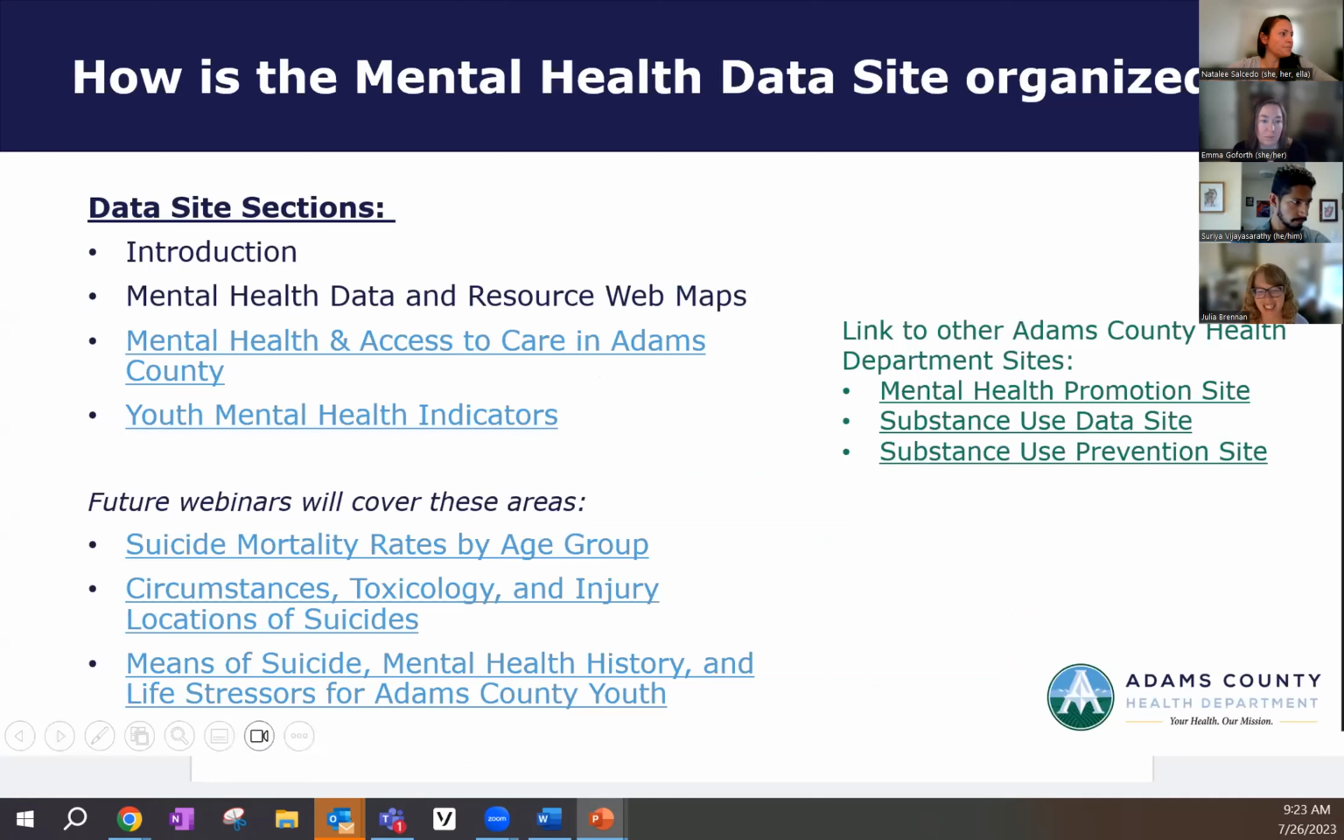Next slide. So how is the data site organized? I know sometimes it can be overwhelming to look at a website full of data. So the data site is broken up into these sections. We have our introduction, a section for data and resource web maps, and then health access to mental health and access to care in Adams County, and youth mental health indicators.